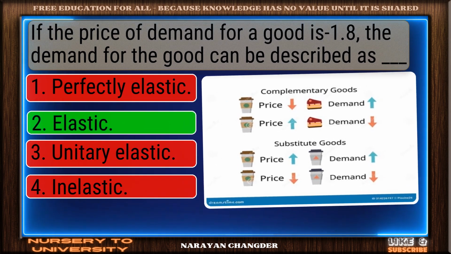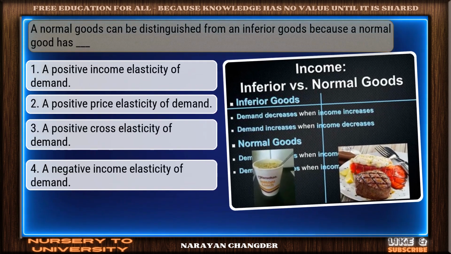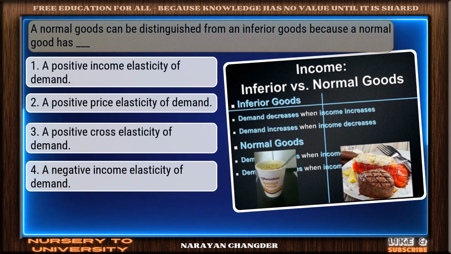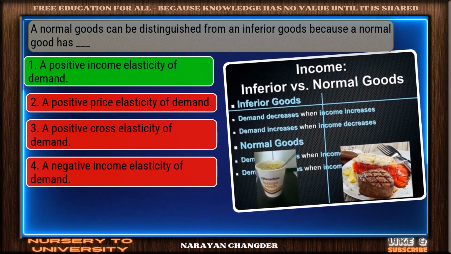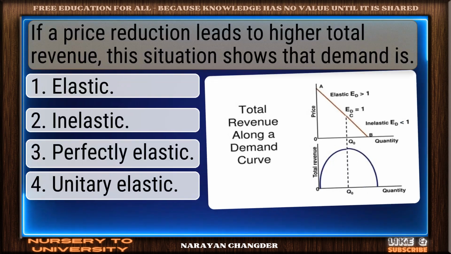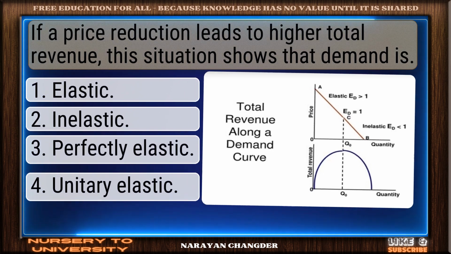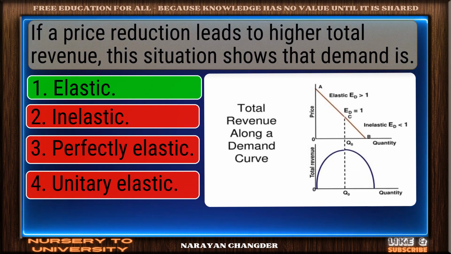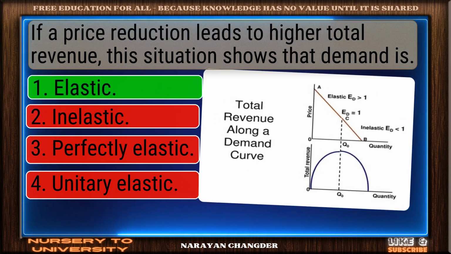Excellent choice. Elastic is the right answer. A normal good can be distinguished from an inferior good because a normal good has dash. Perfect. A positive income elasticity of demand is the correct choice. If a price reduction leads to higher total revenue, this situation shows that demand is. Nice work. You chose elastic and it is correct.